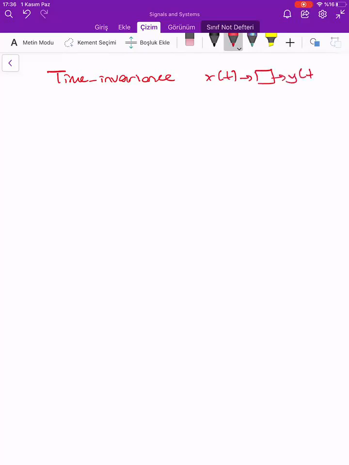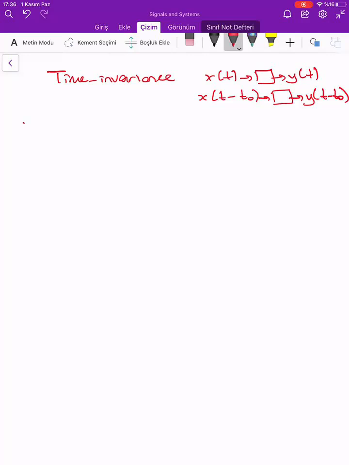Evet arkadaşlar, the next topic that we will be focusing on in terms of the system properties is time invariance. We will be focusing on whether a system is time invariant or not. If you remember, we were obtaining an input and then an output y of t. If there is a t0 shift in the input, there should be the same amount of shift at the output. That's what time invariance is called.